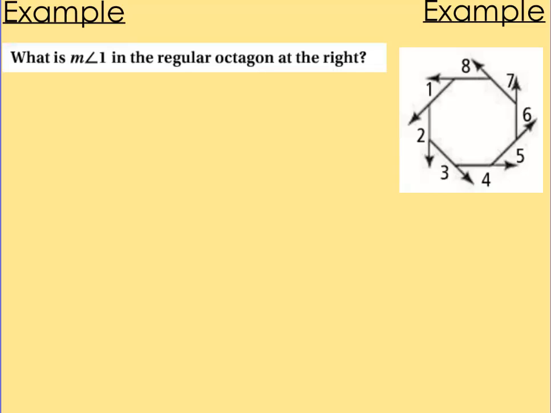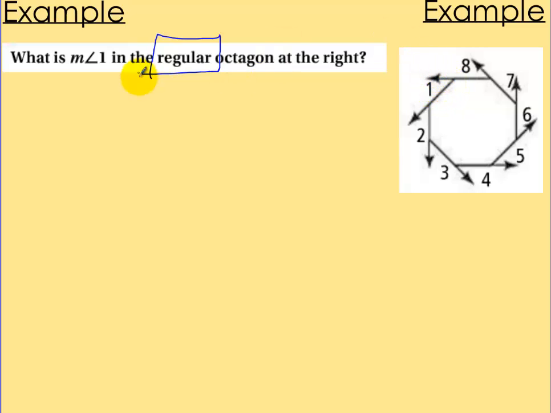All right, last one. Pause the video. What is the measure of angle 1 in the regular octagon at the right? It's a regular octagon. That means all the interior angles are the same. If the interiors are the same, the exteriors must also be the same.